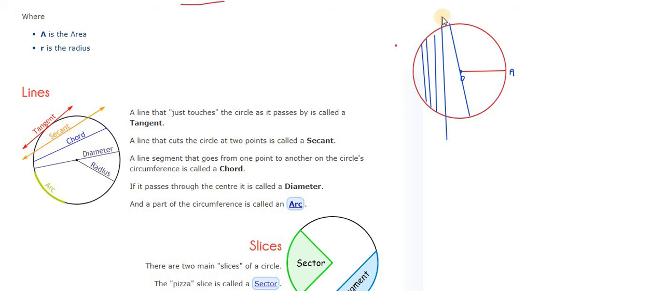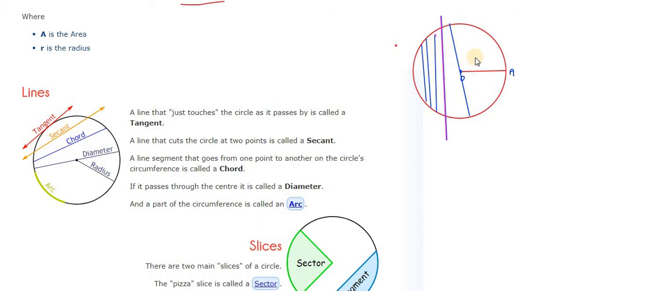Okay, what is this called now? The line which is in the purple color, yes, it is nothing but secant. What's the difference between this chord and secant? Here this chord is the line segment which is inside the circle. The secant is the one which comes outside the circle.